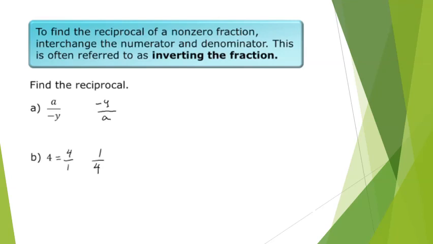You're just going to flip it so it becomes the numerator. And your answer is a negative y over a. That's really inverting the fraction or finding the reciprocal, whichever way you want to say it.